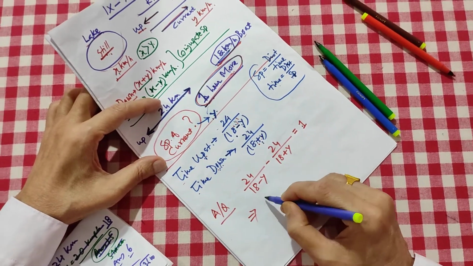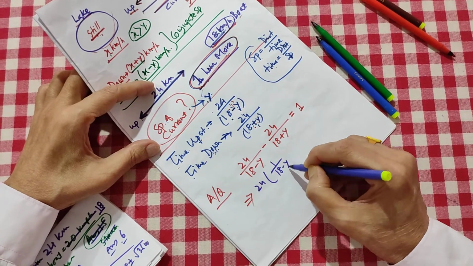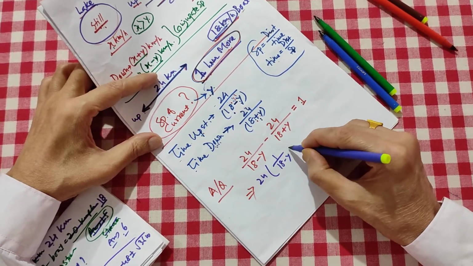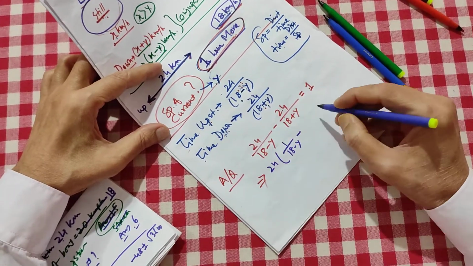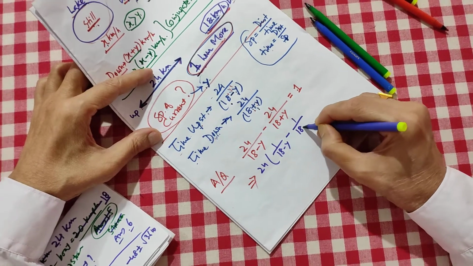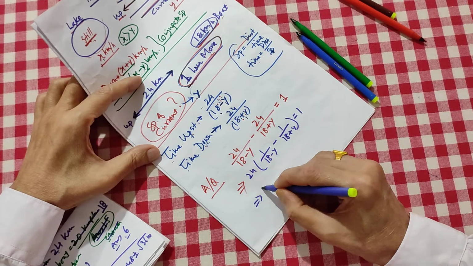So how to solve this? 24 you take common. So 1 by (18 minus y). Now you can solve it a different way, so I am solving this way. This is one of the easiest ways. So 24 you can take common, no? Then the figures will be less. So 1 by (18 plus y), that is equal to 1. So this is equal to 24.